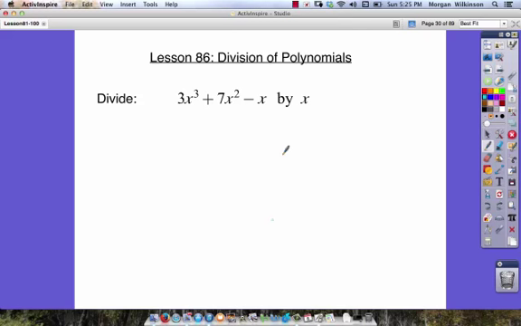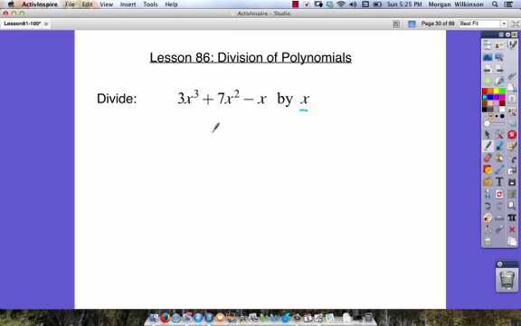Lesson number 86 is about division of polynomials, and our first question asks us to divide 3x to the third plus 7x squared minus x by x. So when we divide polynomials, there's two different methods that we use. The first method is we're only dividing by one term. So x is by itself. We're just dividing by that.